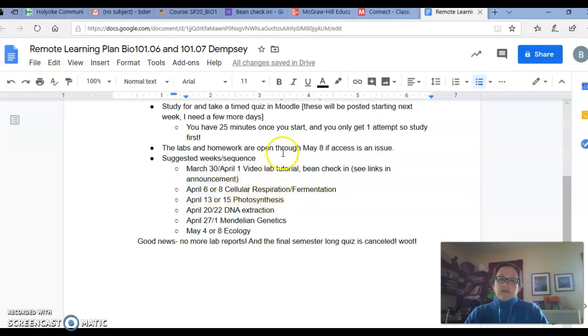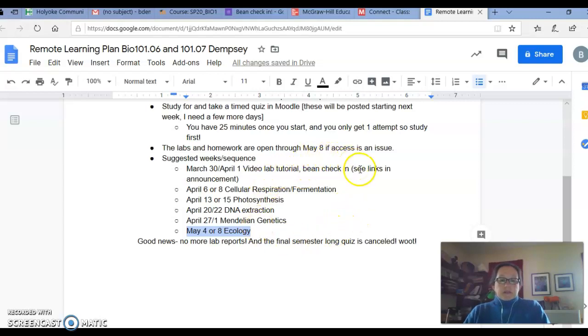Anyways, okay, so then the week of April 6th, or if you're a Wednesday person, that would be April 8th, you can do the cellular respiration and fermentation assignments. The week of April 13th, or 15th, is the photosynthesis stuff. We're going to do DNA extraction and gel electrophoresis the following week. We've got some Mendelian genetics, April 27th or May 1st. And then the ecology program is a little bit different. They don't have a lab for that, but it's a video of a biology teacher doing a lab and looking at data, and then a bunch of questions about it. It'll be fine.